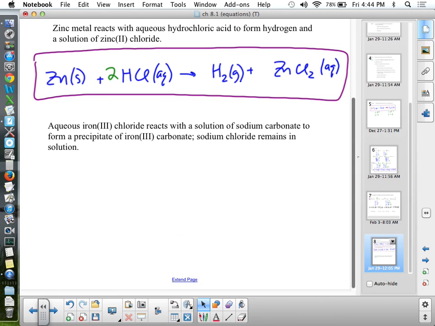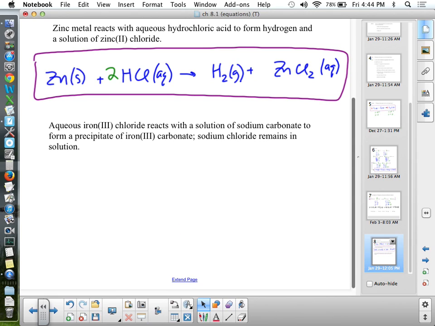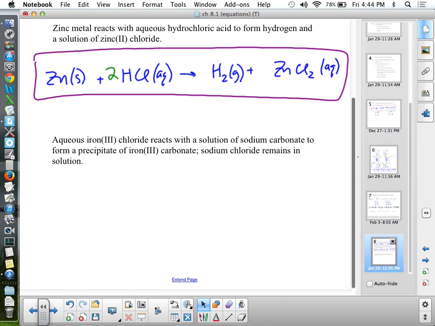Aqueous iron 3 chloride reacts with a solution of sodium carbonate to form a precipitate of iron 3 carbonate. Sodium chloride remains in solution. This is pretty complicated, so let's do this in a stepwise fashion. Because we're dealing with ionic compounds for which we're given the names, remember the useful hint is to write out the symbols of the ions.